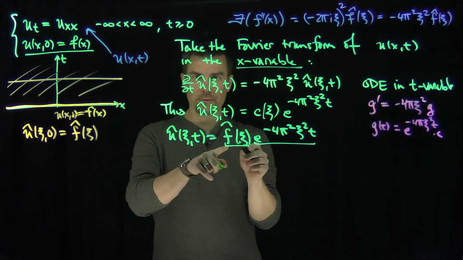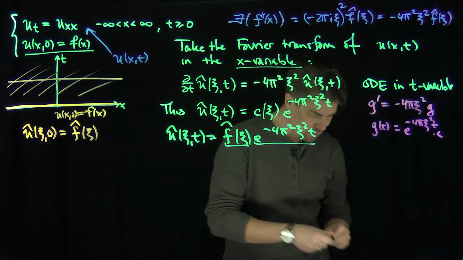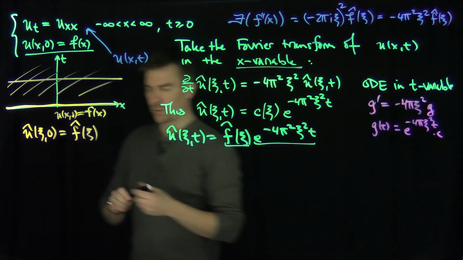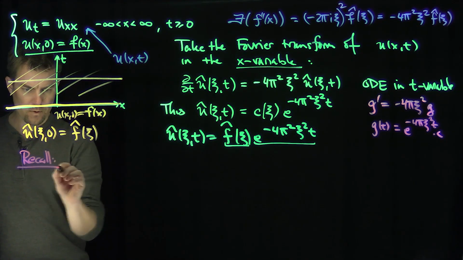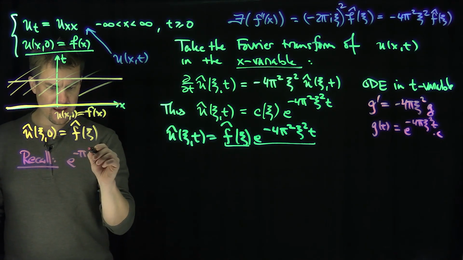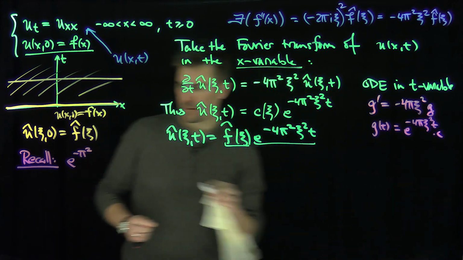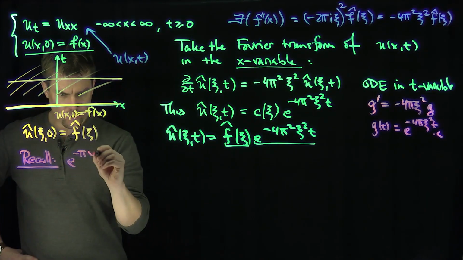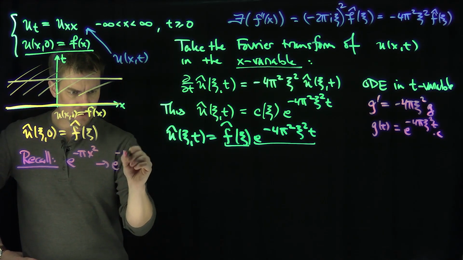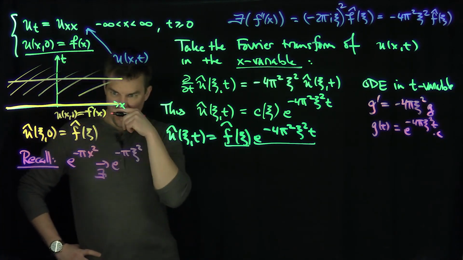So it's easy to inverse Fourier transform f hat, it's just going to be f itself, okay? This thing over here is a Gaussian function, and so we have to recall the rule. So what rule do we have? Recall that e to the negative π x² transforms to e to the negative π ξ². This Gaussian function is its own Fourier transform, right? So we're going to use this rule.